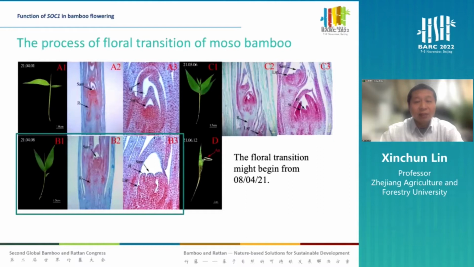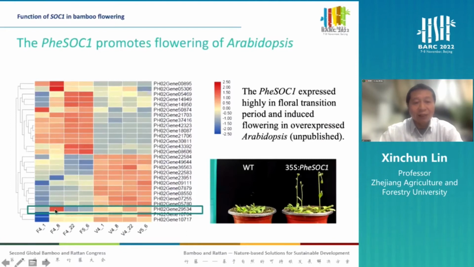We also got some materials about the flowering transition in moso bamboo, and we found the SOC1-like gene was expressed highly in this period. We isolated the SOC1-like gene from moso bamboo and transferred it into Arabidopsis, and also got the early flowering phenotype.